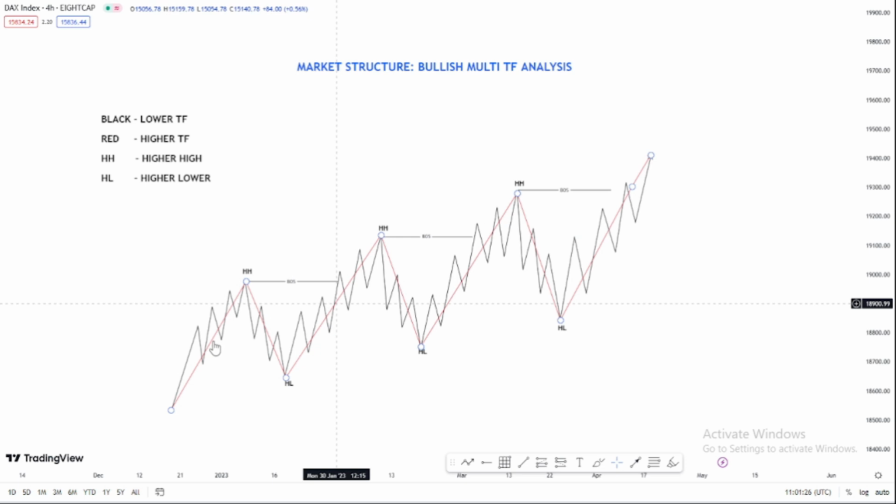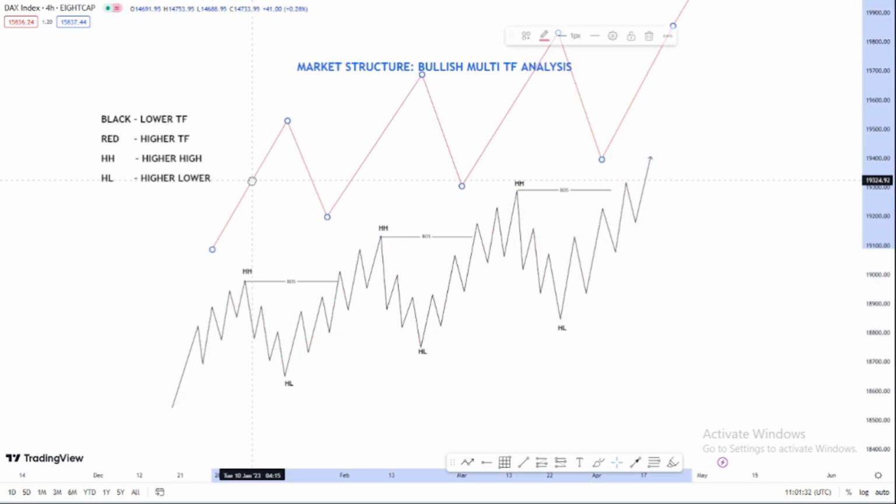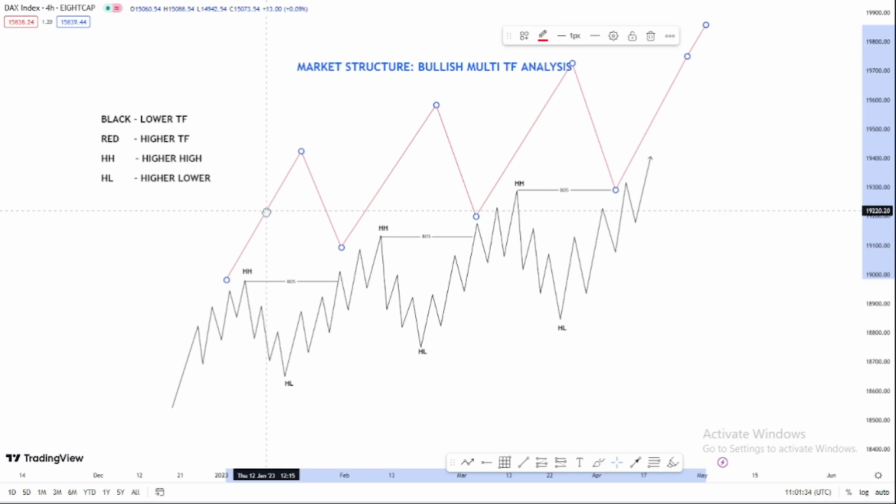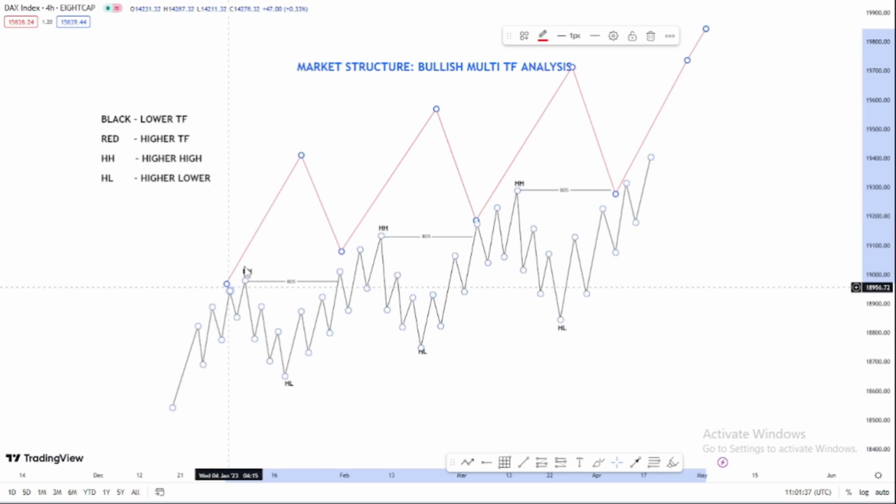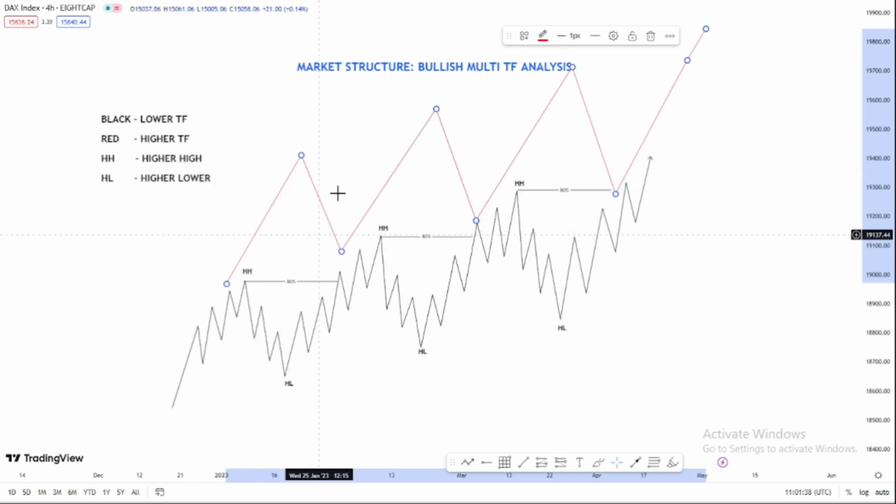Let me just try to remove this, something like so. Let me just try to put it up there so that you guys can see, right? So as you can see, this is a bigger time frame that we're looking at now, on the red line that we're using here. It's a bigger time frame.